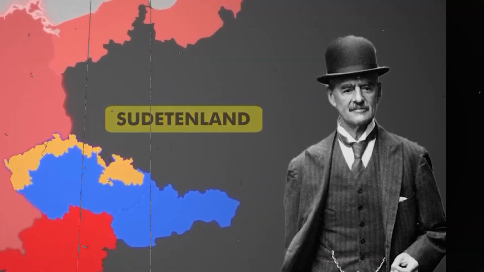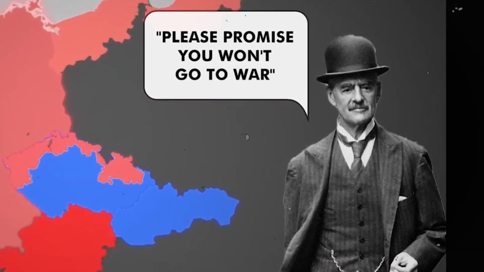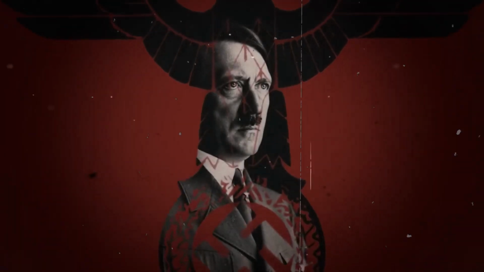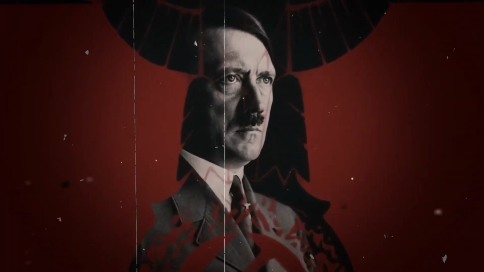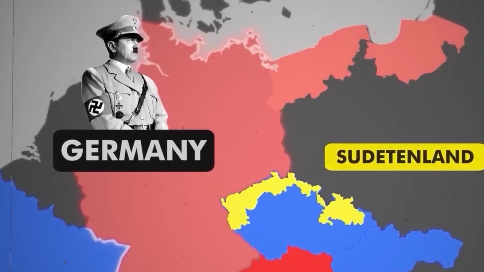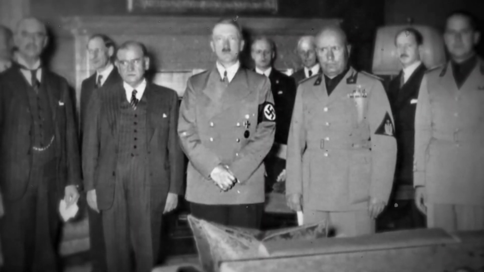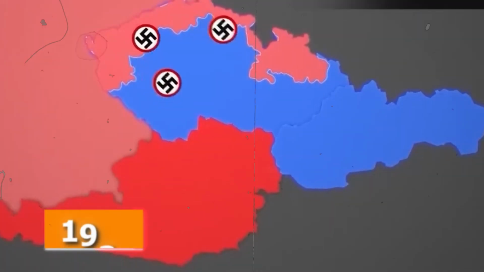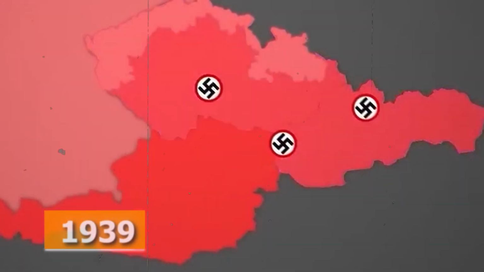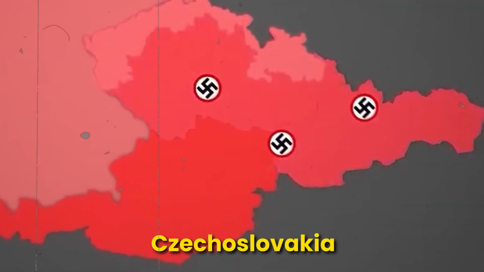Under this agreement, the region of Sudetenland was to be given to Germany, but only if Hitler promised that there would be no more wars. Hitler gladly took this piece of Czechoslovakian land, but not even 1 year passed before he violated the Munich Agreement. In March 1939, Hitler took his army to invade the rest of Czechoslovakia.